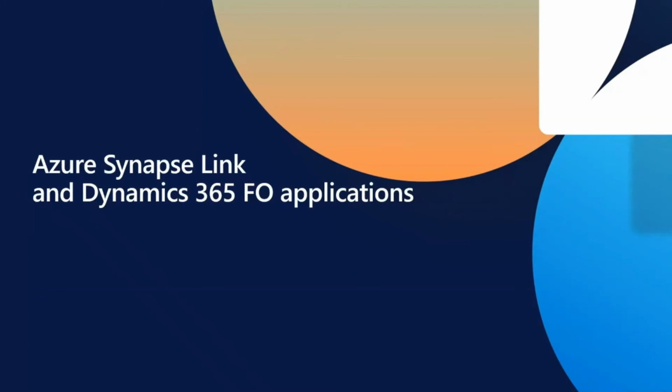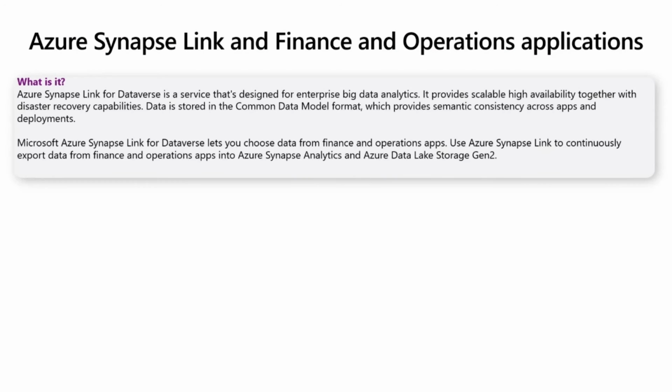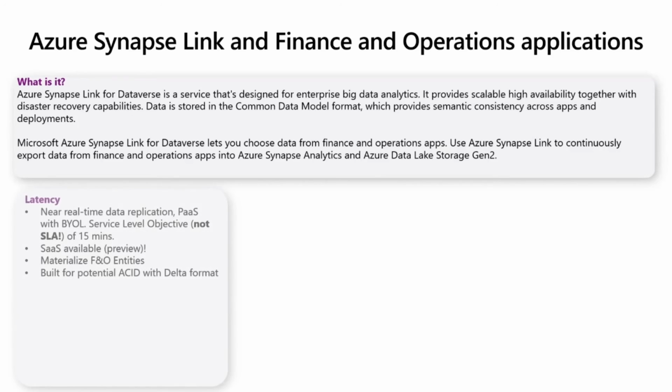So let's quickly provide some information on Synapse Link for Dynamics 365 Finance and Operation Applications data, which is an option recently moved to general availability. So Microsoft Azure Synapse Link for Dataverse now lets you choose data from finance and operation applications. With this option, Synapse Link continuously exports data from finance and operation apps into Synapse and Azure Data Lake. This is a near real-time replication service with a service level objective of 15 minutes.